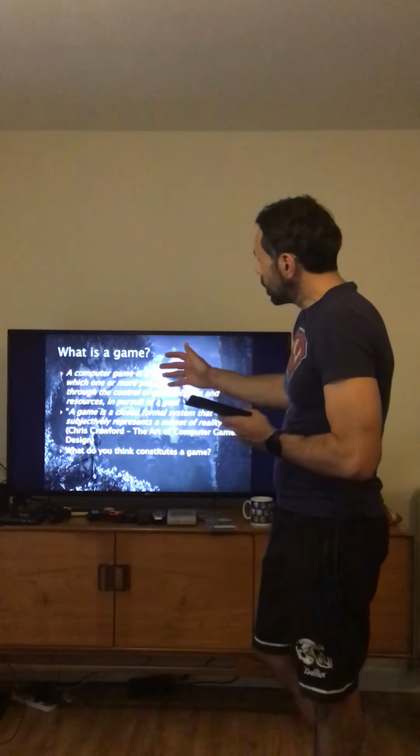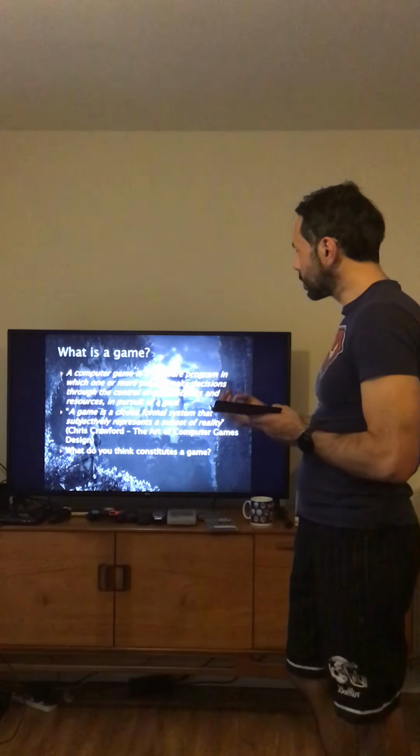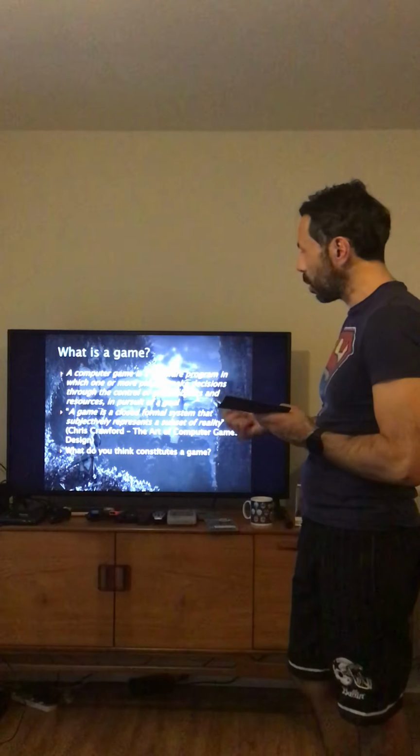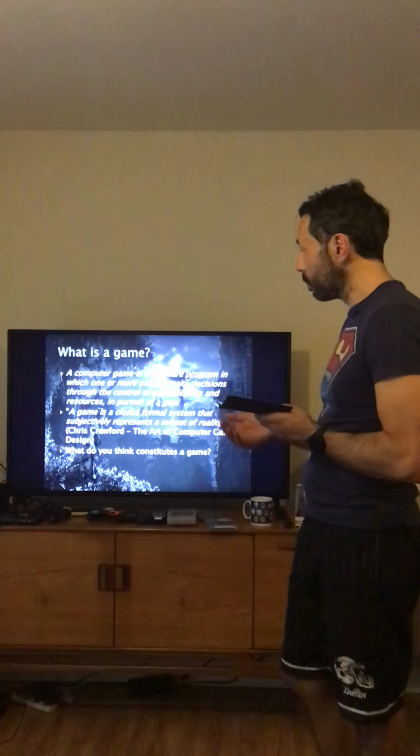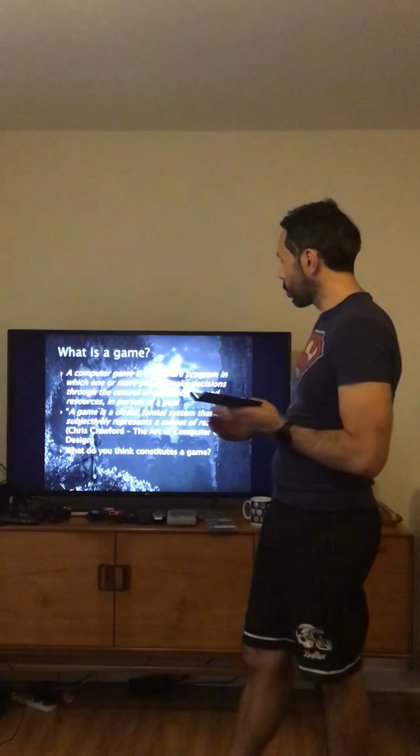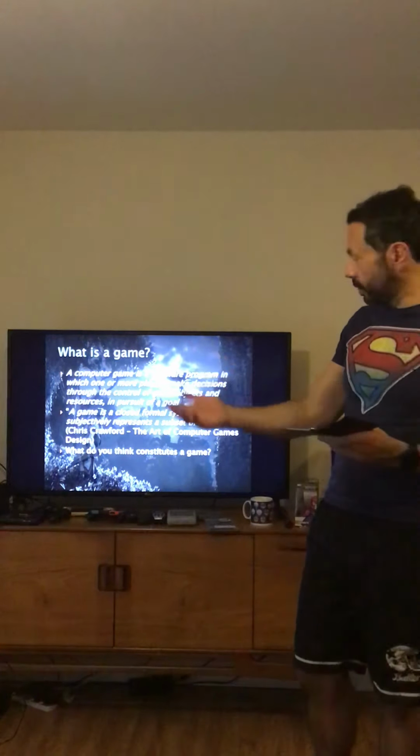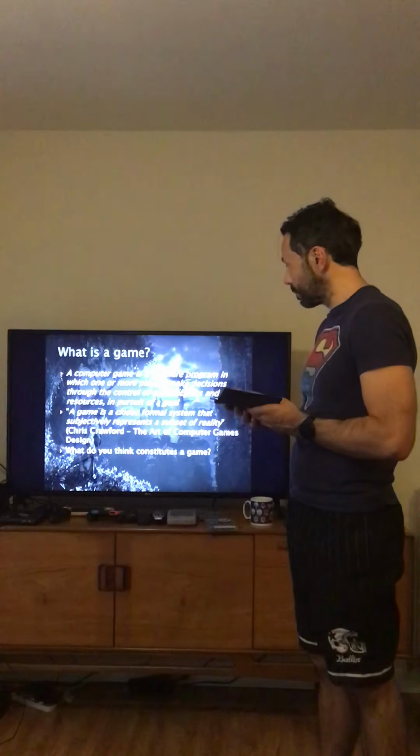What is a game? A computer game is a software program in which one or more players make decisions through the control of game objects and resources in pursuit of a goal. So we've discussed this definition before. A game is a closed formal system that subjectively represents a subset of reality. So that was Chris Crawford in The Art of Computer Game Design.